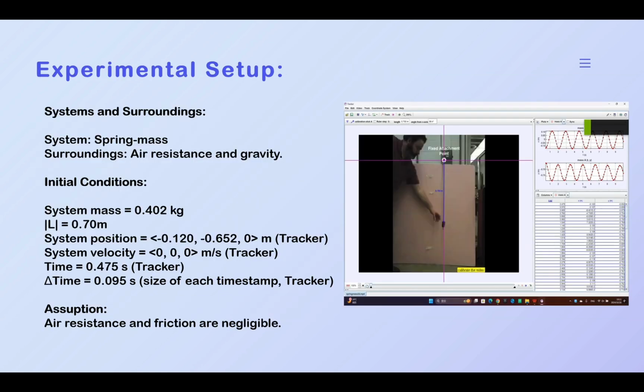In the experimental setup, the system was defined as a spring mass, with air resistance and gravity acting as the surroundings. The system mass was 0.402 kilograms, and the initial position and velocity were obtained from video analysis using Tracker. And the assumption we made here is that air resistance and friction are negligible.